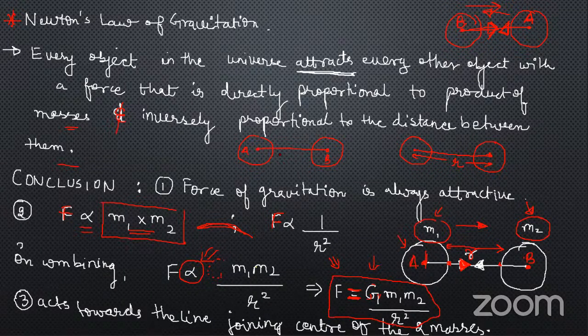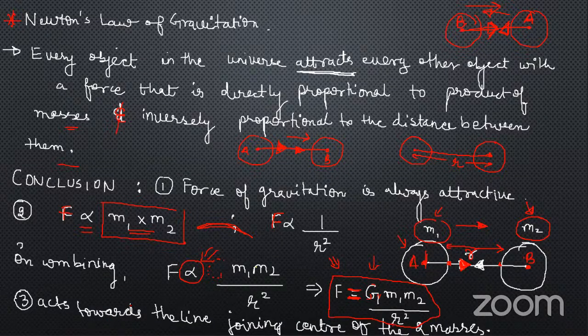Since body B is going to attract body A, it means it is going to pull it towards itself. So the force is going to be something like this. Body A will be pulled towards B, so the direction of force is going to be in this direction. Got it, right? Yes, ma'am. So all we need to understand is the statement, the relation between the masses, the distance, and finally the magnitude of the force, and in which direction the force acts.